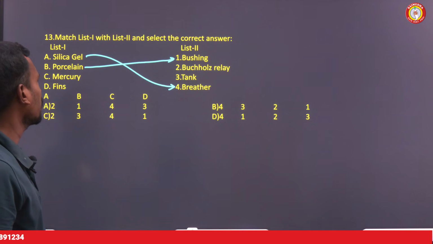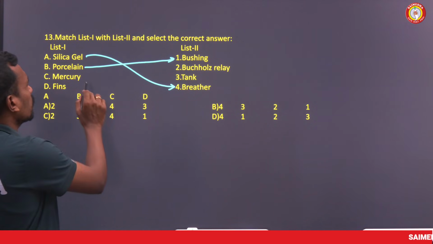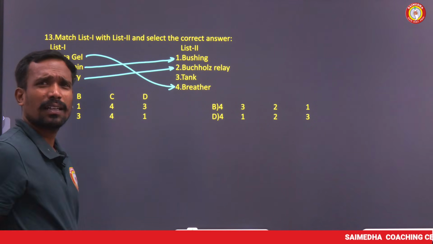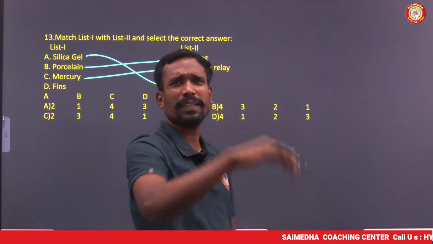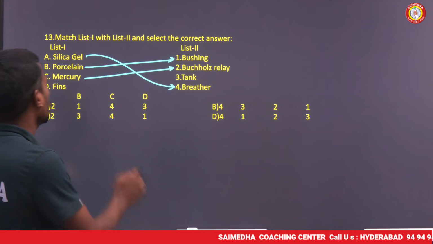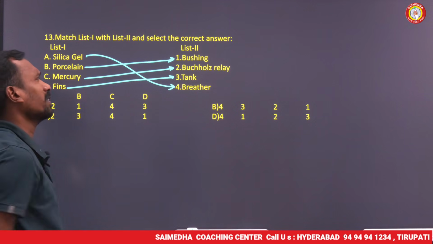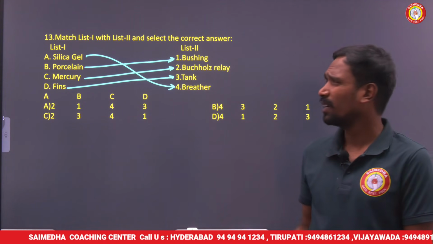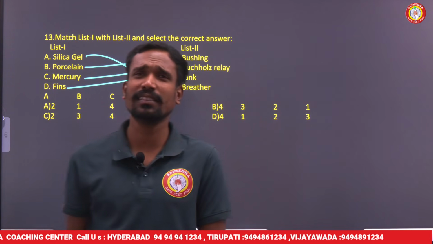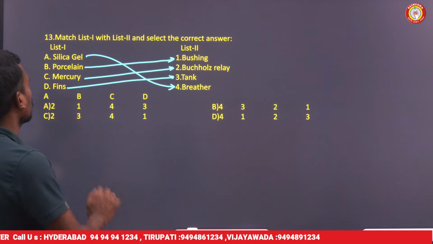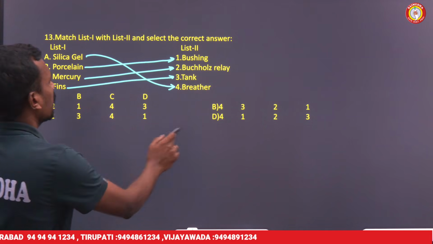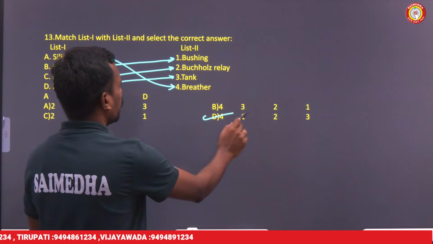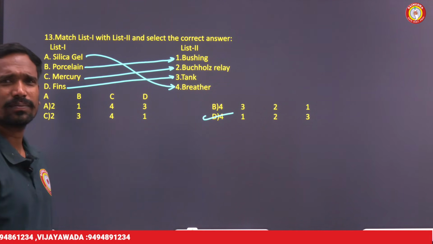And mercury used in Buchholz relay, mercury floats will be there. Mercury used in Buchholz relay. Fins used for a transformer tank for heat dissipation. Like radiators, we can use fins also for heat dissipation. So this is simply A4, B1 will be the correct answer.